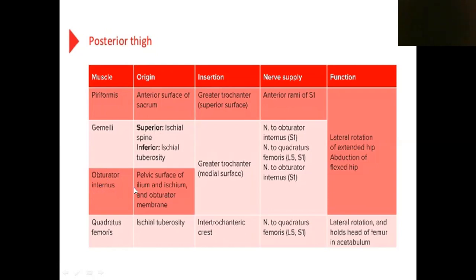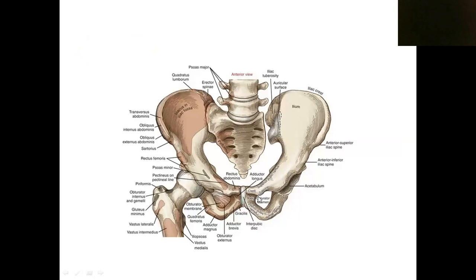Now the obturator internus muscle. Obturator internus arises from the pelvic surface of the ilium, ischium, and obturator membrane. Here is the obturator foramen. This obturator foramen is closed by a membrane known as the obturator membrane. The muscle arising from the inner surface of that obturator membrane is known as obturator internus, and the outer surface gives obturator externus. So if the muscle arises from the outer surface, it is obturator externus, and from the inner surface, obturator internus. Not only from the membrane, but also from adjacent bones.